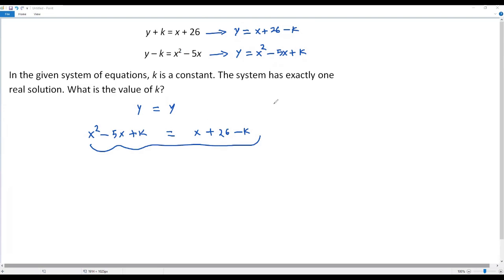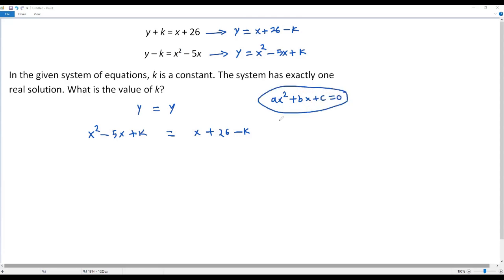Now let's write this quadratic equation in standard form, that is in the form ax² + bx + c = 0. So this is the standard form of a quadratic equation, that is writing everything on one side of the equation, 0 on the other side. Now I am going to make the right side 0. For that, we have to get rid of all the three terms over here. Let me subtract x from both sides of the equation, add k to both sides, and also subtract 26 from both sides.